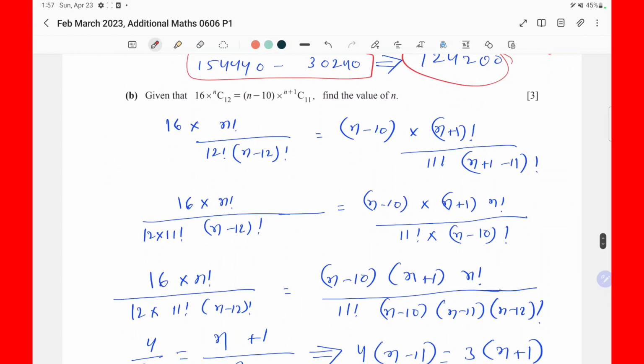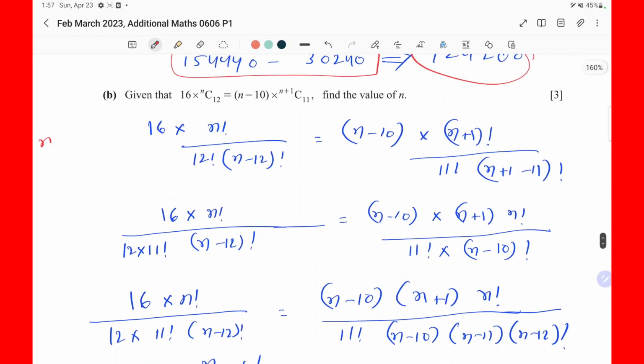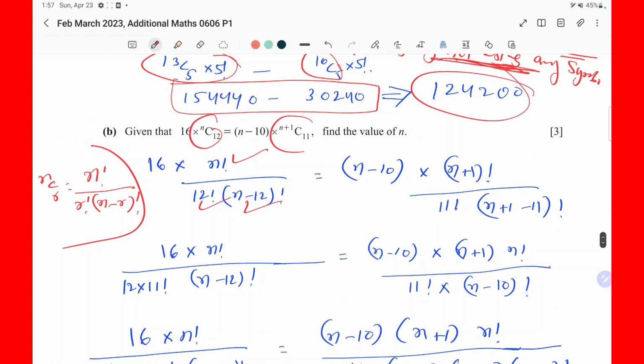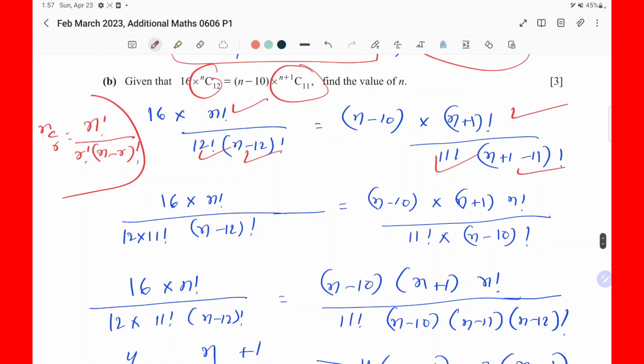Okay, given that 16 times nC12 equals n minus 10 times n plus 1 C11, find the value of n. Here I need to revise this. nCr is n factorial over r factorial times n minus r factorial. That's it. So nC12 is n factorial over 12 factorial, n minus 12 factorial. Now n plus 1 C11 is n plus 1 factorial over 11 factorial, n plus 1 minus 11 factorial. Now 16 times n factorial over 12 factorial can be written as 12 times 11 factorial and n minus 12 factorial as it is, n minus 10.